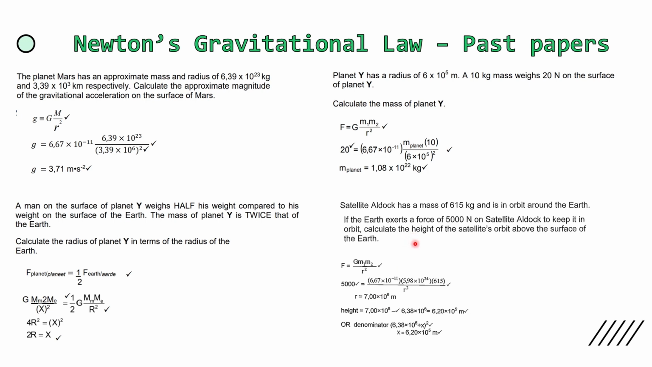That's your normal on your data sheet. They've given you 615 here. You get the mass of Earth on your data sheet as well, so you need to look. And this, now you're solving for your R. The height would be this minus the 6.38 times 10 to the 6. You get this from your data sheet and you get your answer.